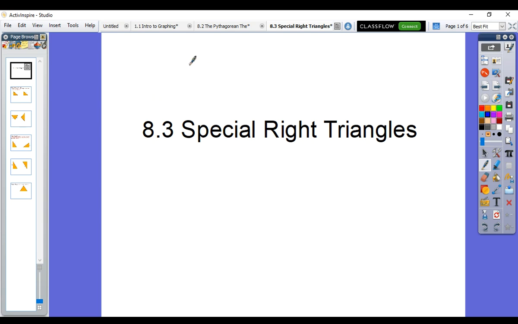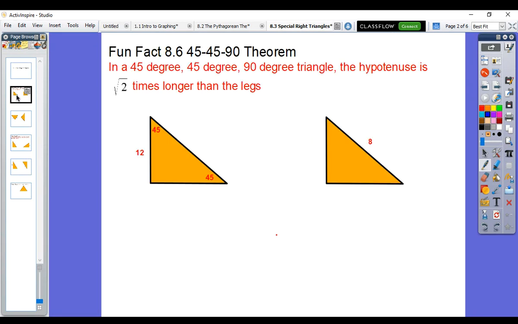Back to 8.3. Talking about special right triangles. What's so special about them? A ver qué dicen. All right.